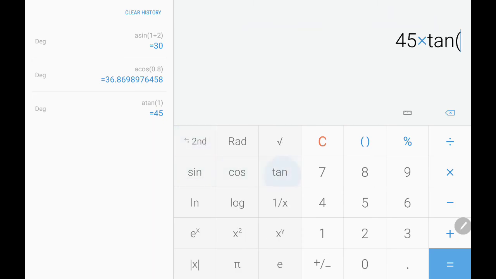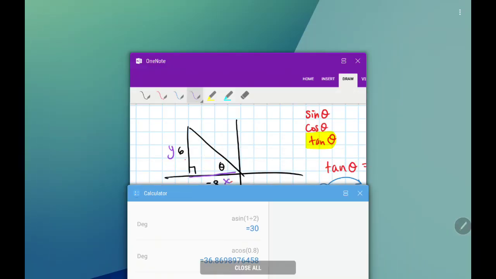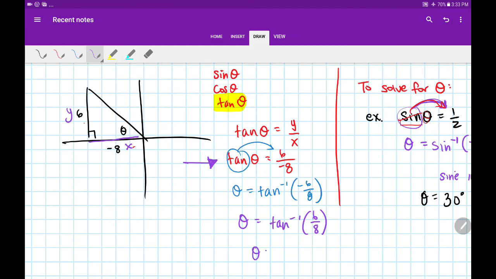So right now if you hit tan 6 divided by 8, you see this is not the answer I'm looking for. Remember, we're asking for tan inverse, not tangent. So you need to hit the second key first, hit tan inverse, and then divide. The real answer you should get is 36.87 degrees.